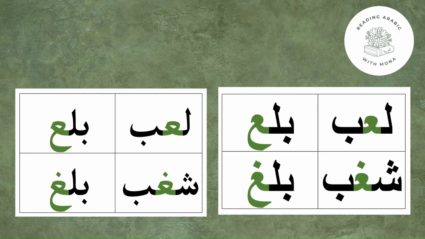Now, I want to highlight a very important point related to the design or style of the ain and ghain within the initial and final position of a word. We just learned that the ain in the middle and at the end of the word, the top part of the ain is not a curve. It is a loop and it is solid.